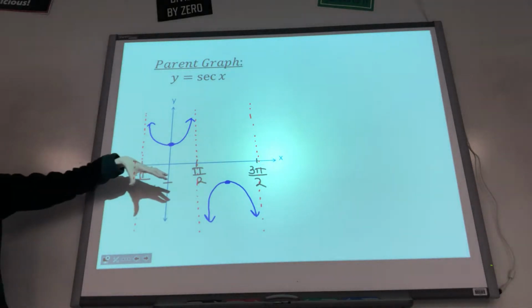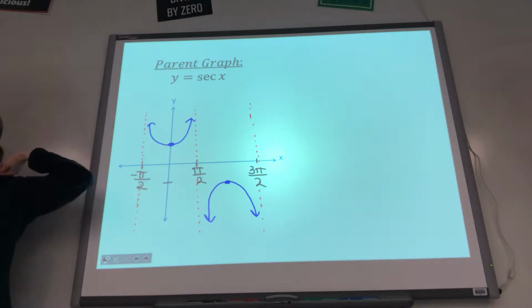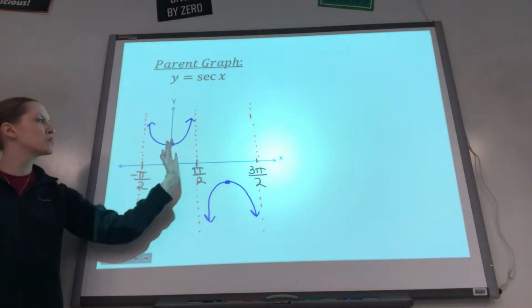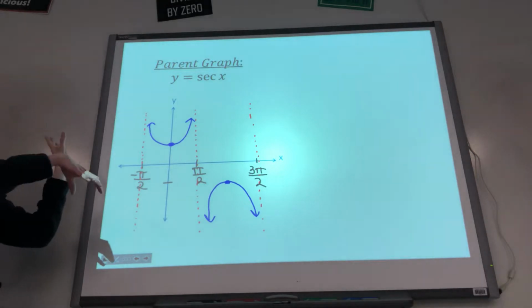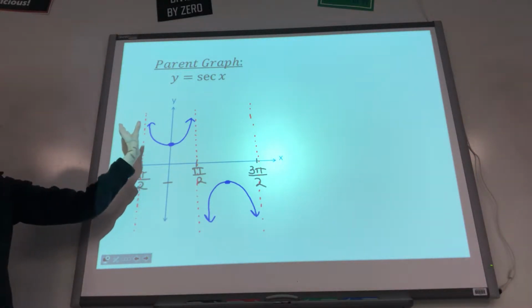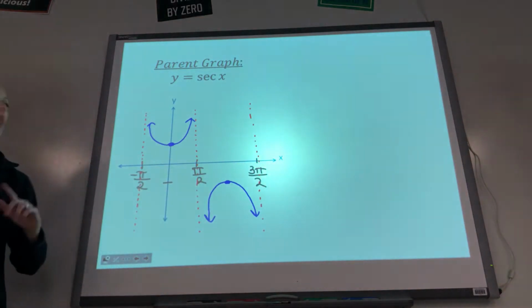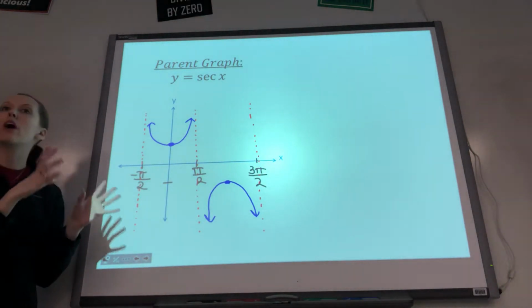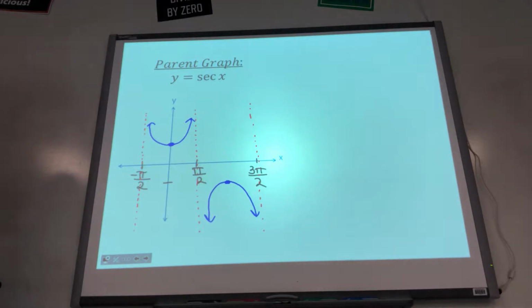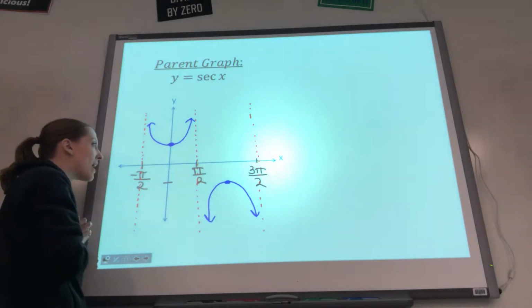Now, the shape of this is actually going to be the same with cosecant. The asymptotes will be in different places, but the shape is the same. One part up here opening up, another part down there opening down. We will have an example today where it flips, but I just want to tell you about that real quick while I'm thinking about it.